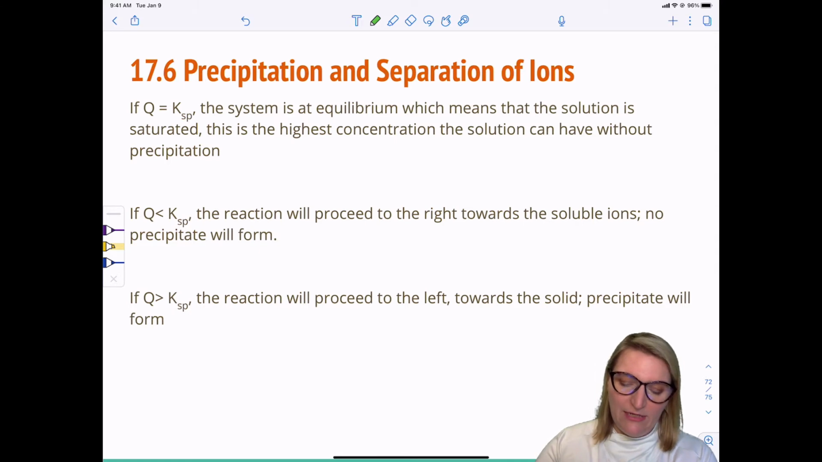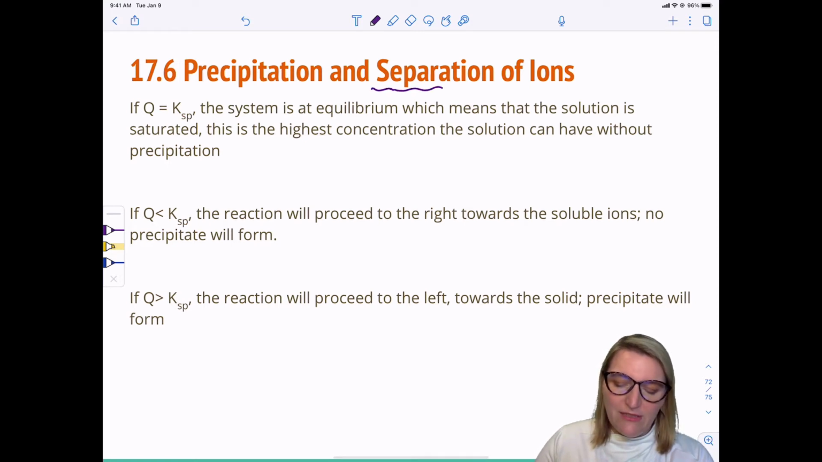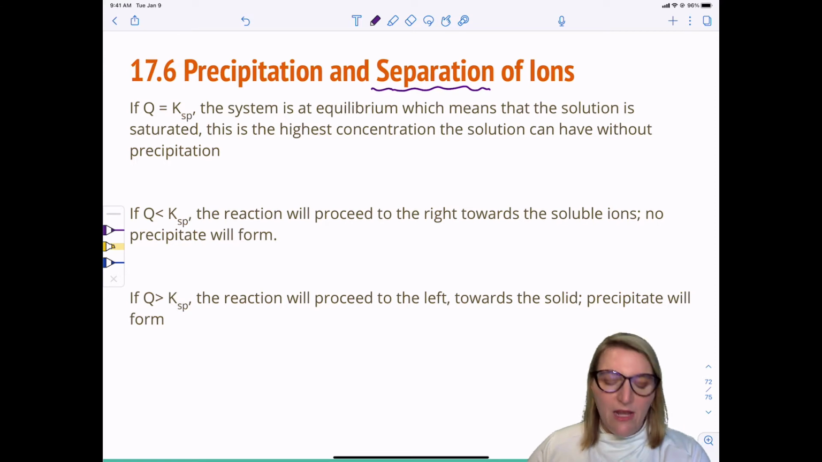This, though, definitely is on the exam. This is deciding whether a precipitate will form, which we've already sort of looked at a little bit, but this is what's called precipitation and separation of ions. If you have a mixture of two metal ions, which one will precipitate first? It's a way to separate a mixture of two metal ions. So of course, how do we decide whether a precipitate will form? We would be looking at Q versus Ksp.